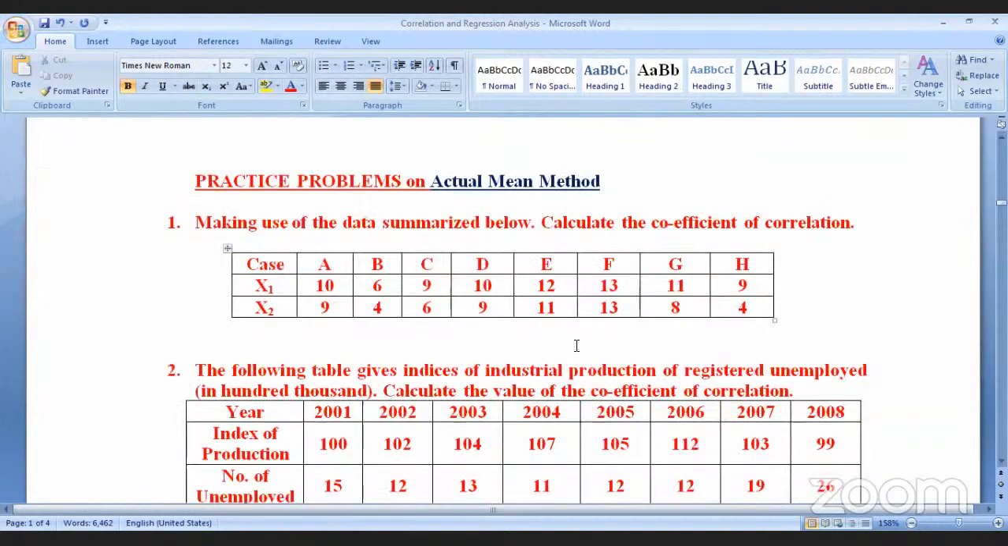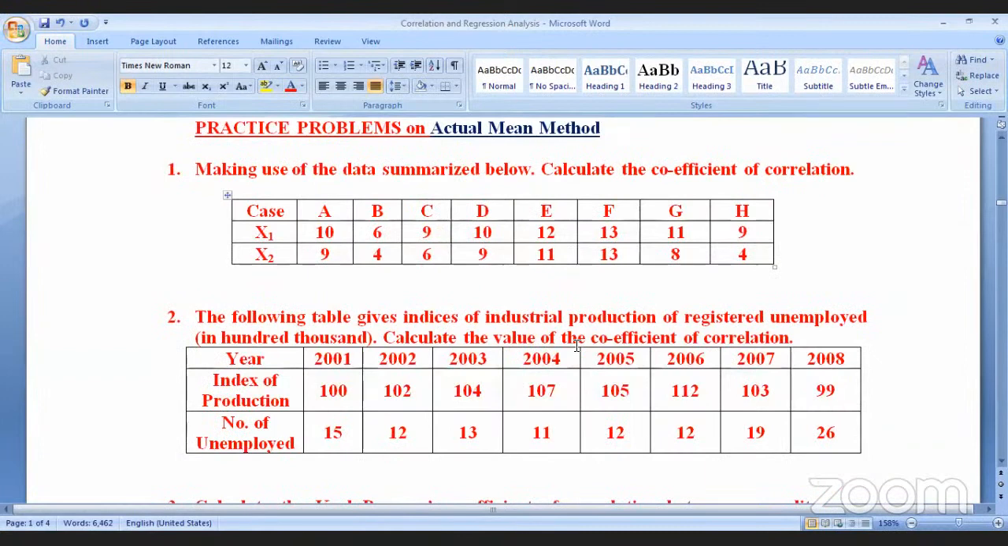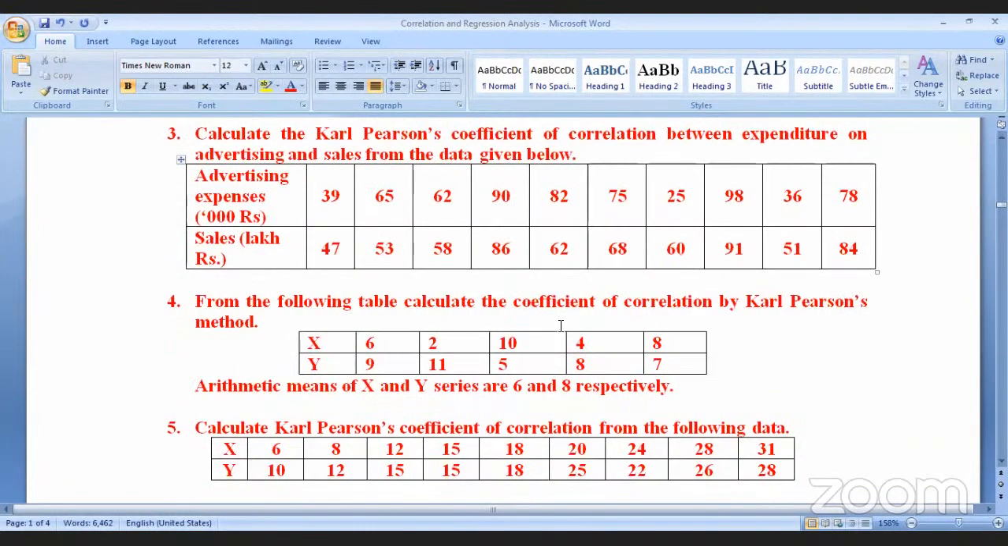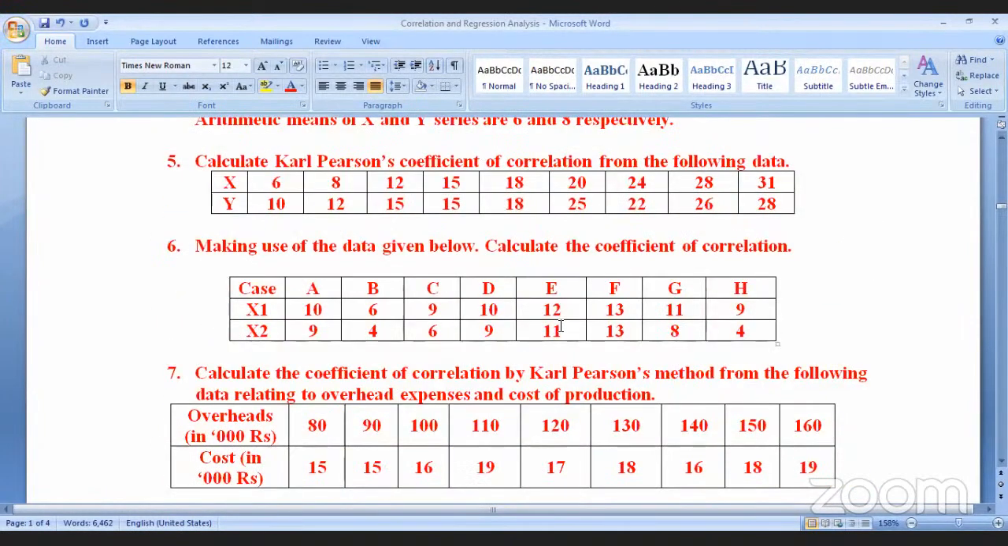So these are the problems for your practice purpose. Okay, take a photo. Problems 1 and 2. Take a screenshot, and I will show 2 more problems on the actual mean method only. Please ignore the cases A, B, C, D, E, F, G, H. Year 2001, 2002, 2003, 4, 5, 6, 7, 8. The next one here: calculate Karl Pearson coefficient of correlation. Problems number 3, 4, 5. Please take a photo. Have you taken? Okay, sir. Right. So 6, 7 is there. See, 5, 6, 7.